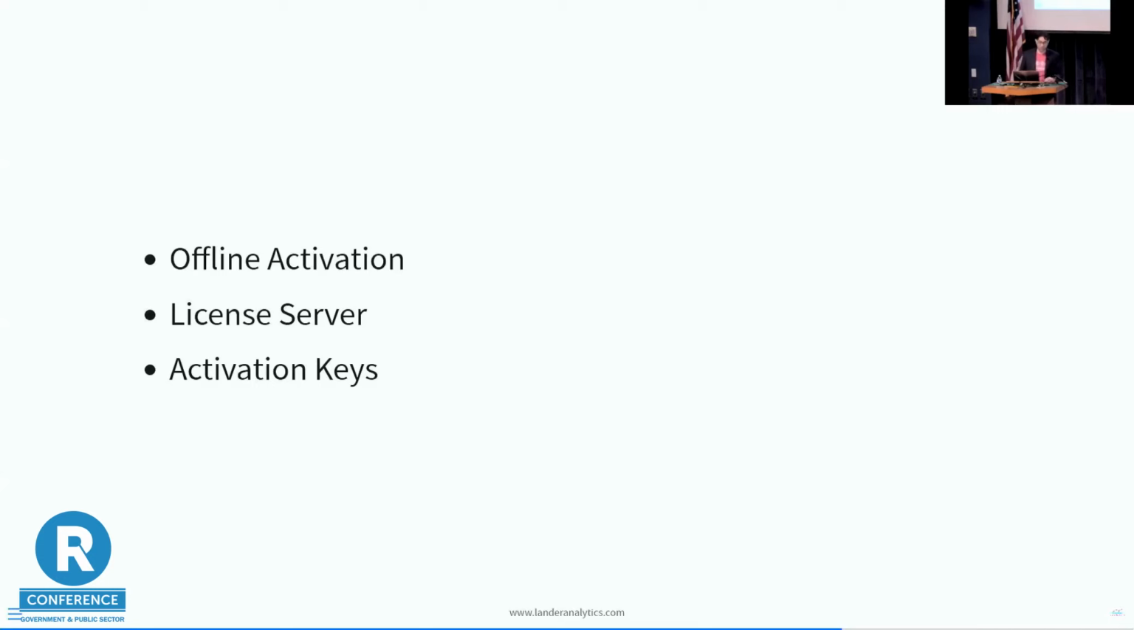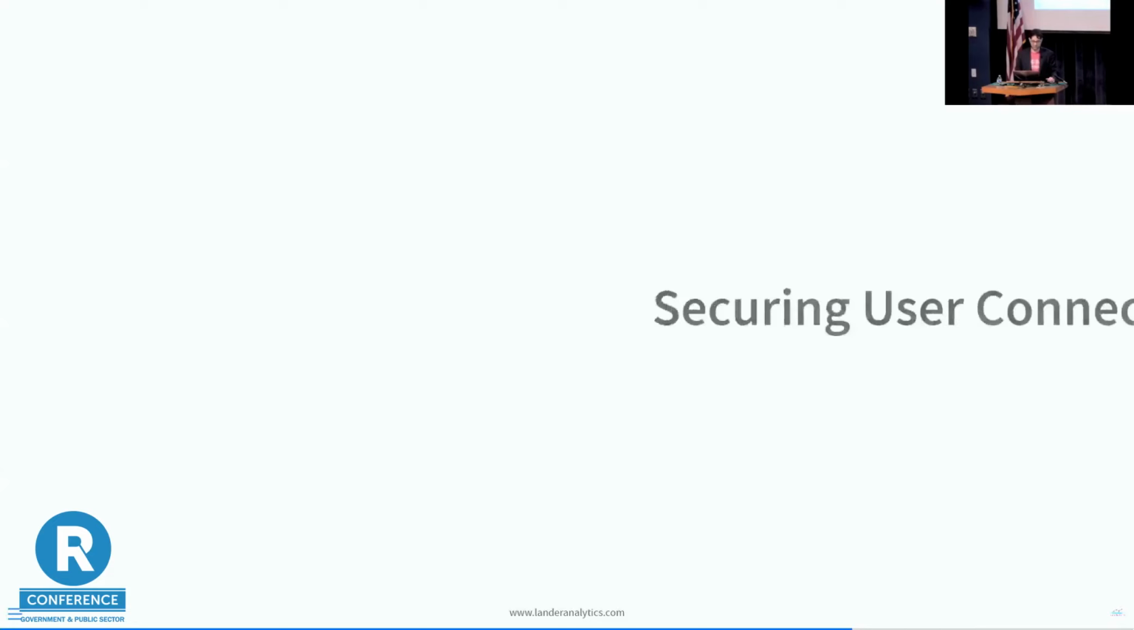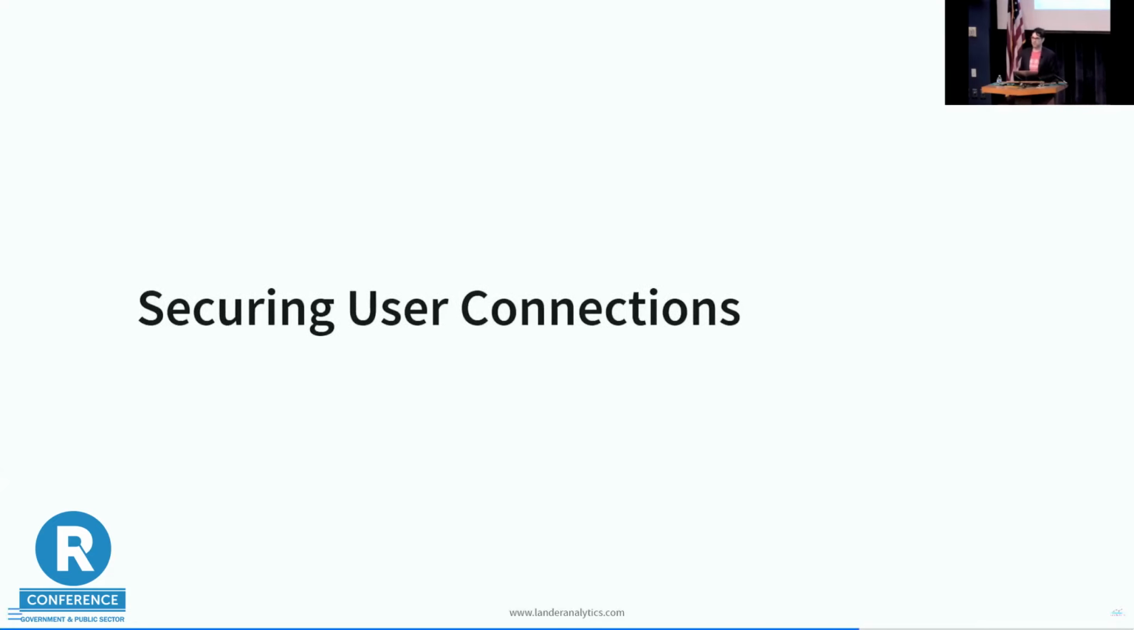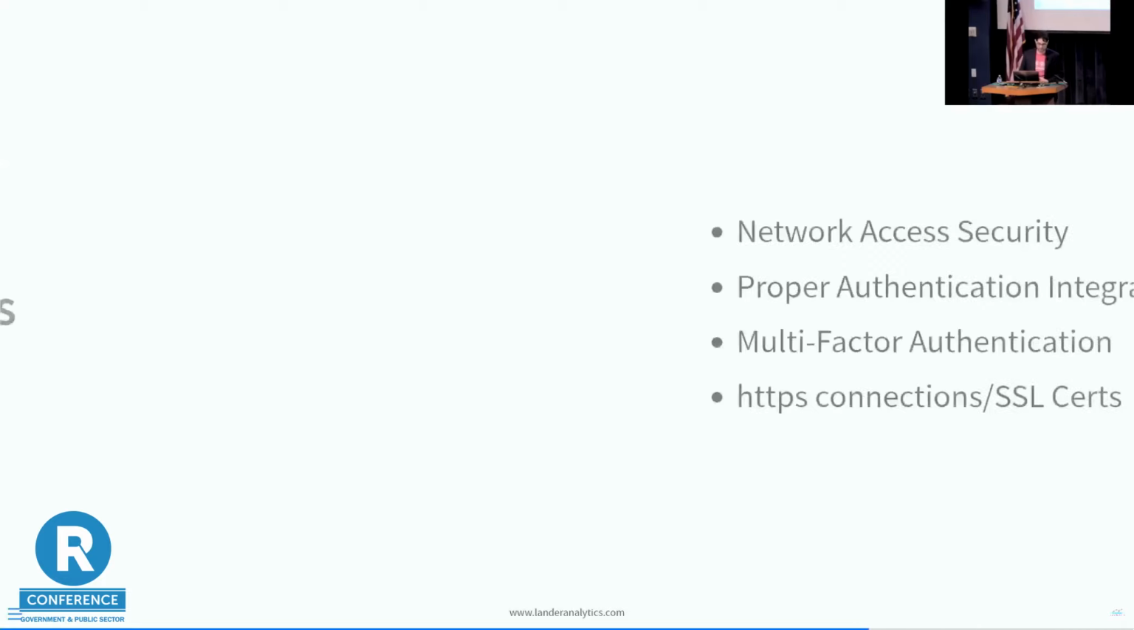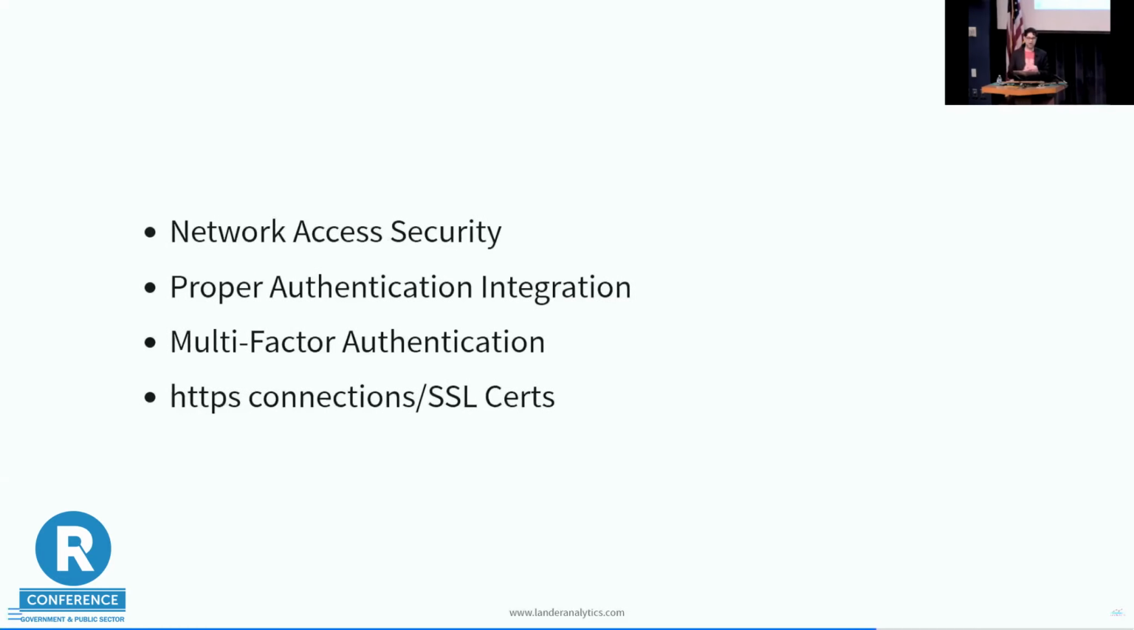Great. Let's say we got our software activated. We now need to make sure our user connections are secure. And for this, we need to work very closely with IT. First, you might lock out people who are not on the network. It's like network access security. That takes care of the general population.